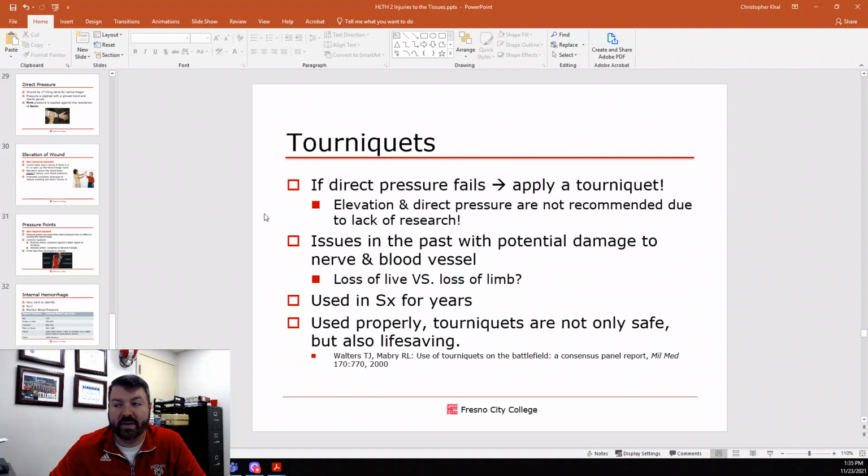Okay, so the best thing if direct pressure fails is to apply a tourniquet. Now, tourniquets were really big way back in the day, like World War II, and then they kind of lost popularity just because of the potential effects of damaging the blood vessels and nerves. But they're coming back now with full force.